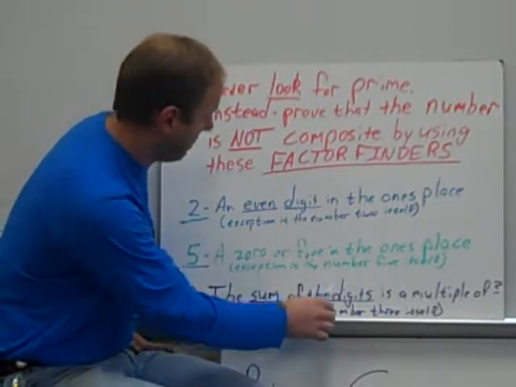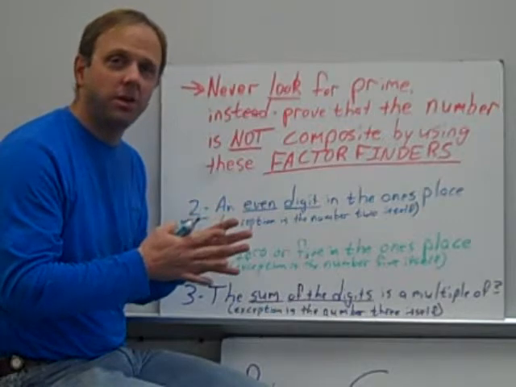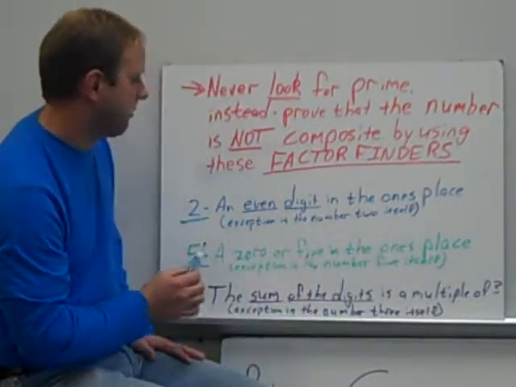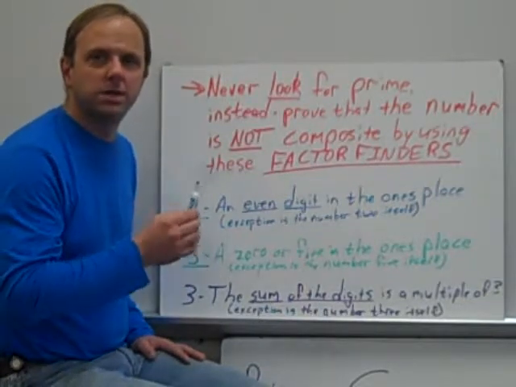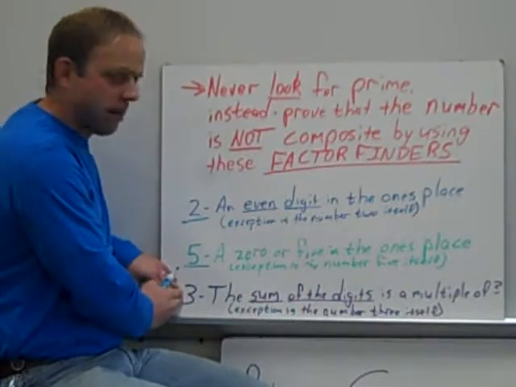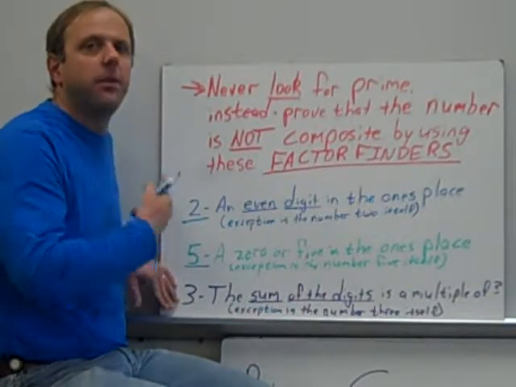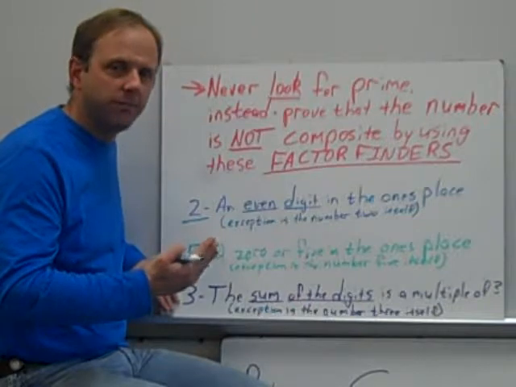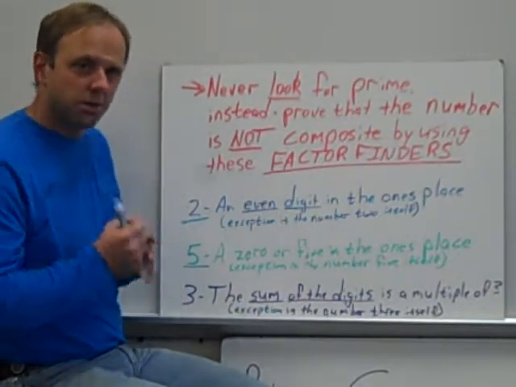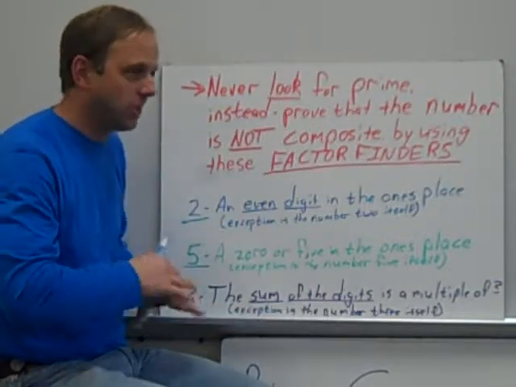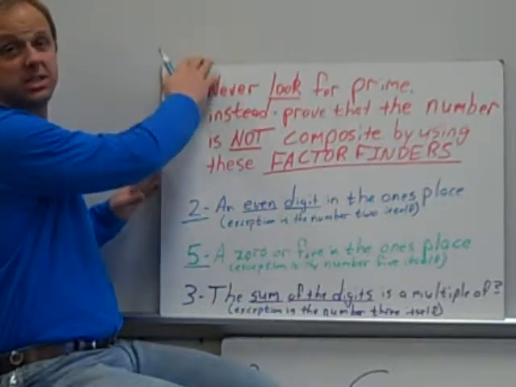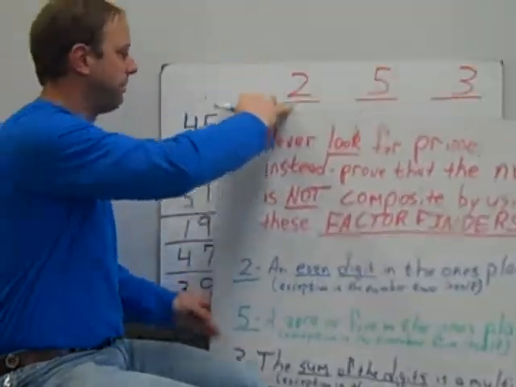The sum of the digits, meaning we add the digits of the number together. And if the sum of the digits is a multiple of 3, then 3 is a factor. Now for prime and composite, if any one of these 3 is a yes, the number is composite. If this is a no, this is a no, and this is a no, all 3, sort of thinking baseball, 3 strikes, you're out. And then you're called a prime number. That's when we proved that it's not composite, so we call it prime.